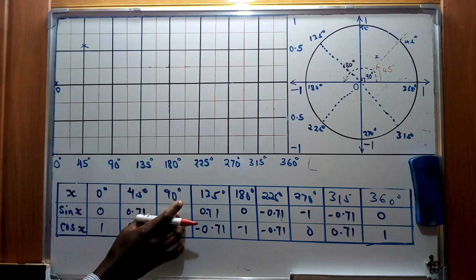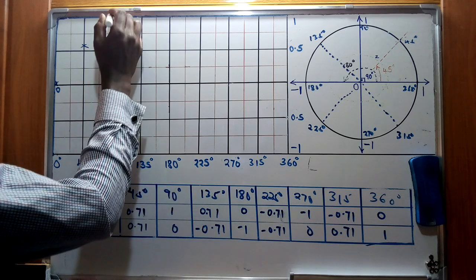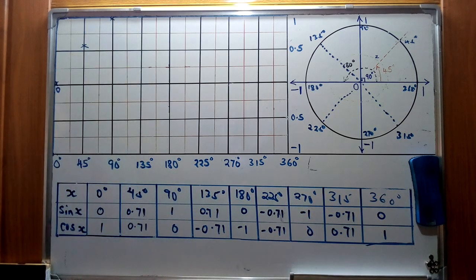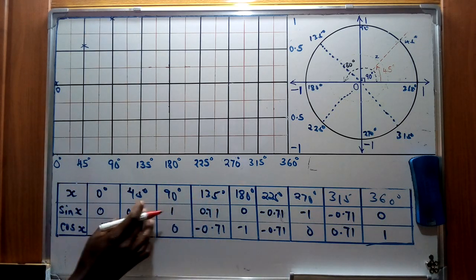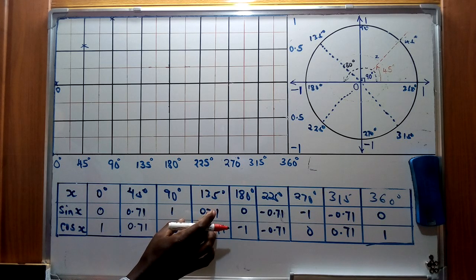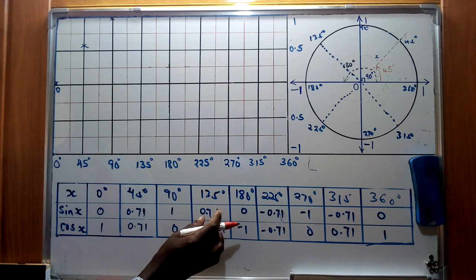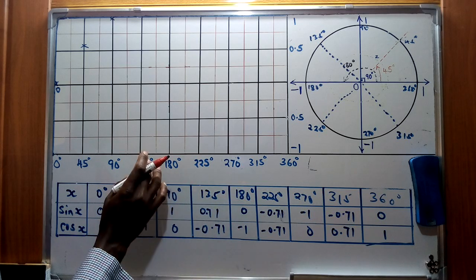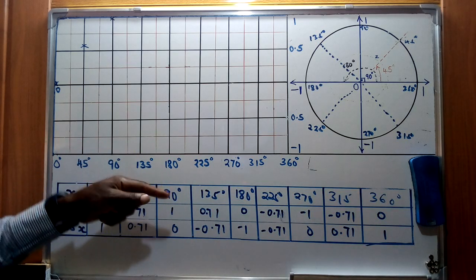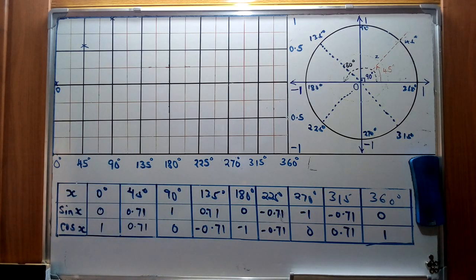Now for 90 degrees, this is going to give us a positive 1. So it's going to be at this specific point. And then for 135 degrees, that is going to give us a positive 0.71. So I'm going to do a plot of the rest so that we can see how it appears.